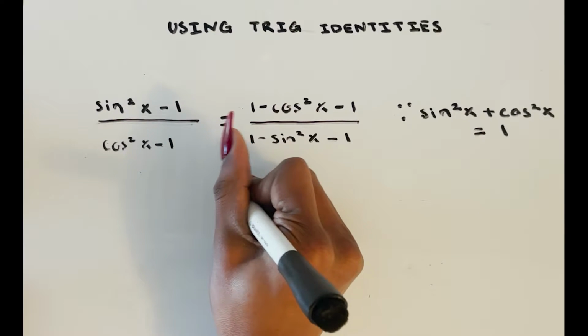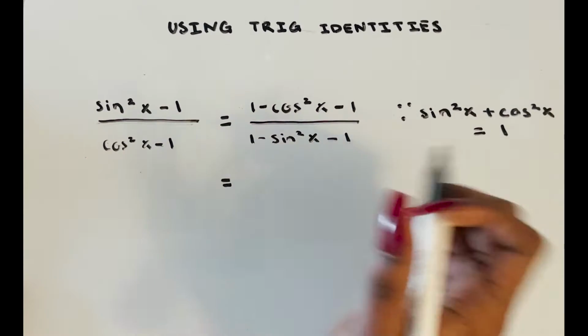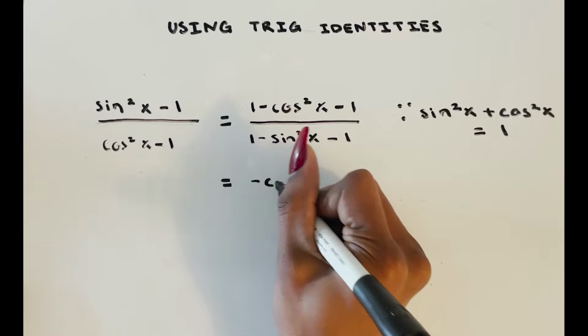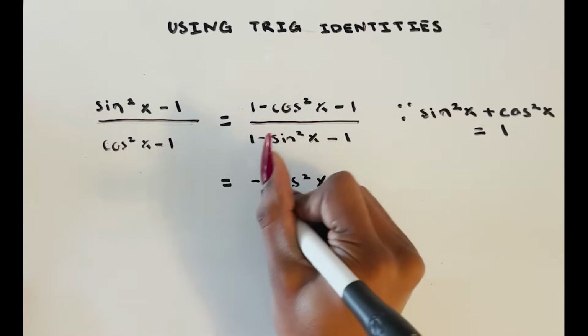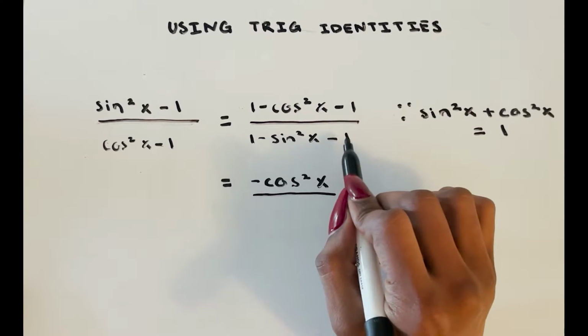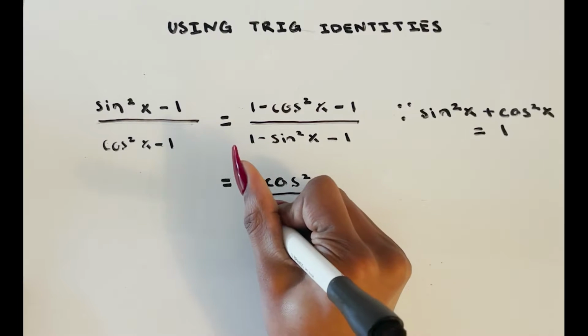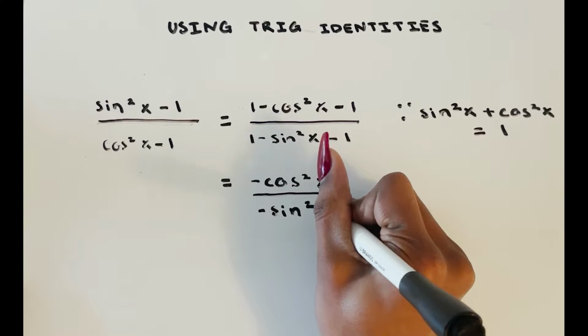Simplifying this expression, in the numerator we have 1 minus 1. That'll give us 0, leaving us with negative cosine squared of x. In the denominator we had 1 minus 1 giving us 0, and this leaves us with just negative sine squared of x.